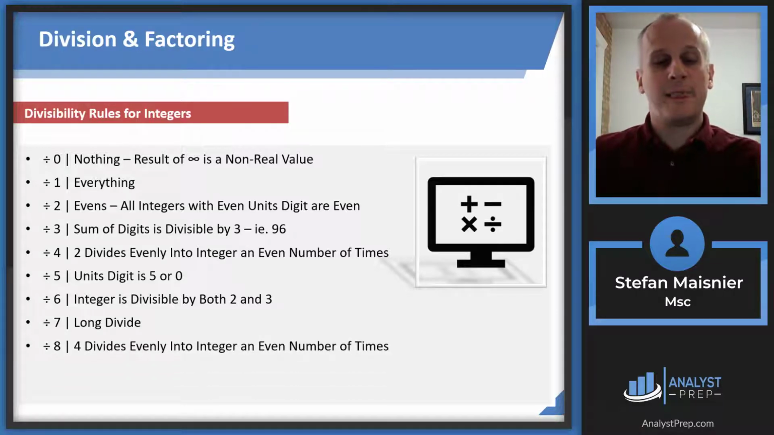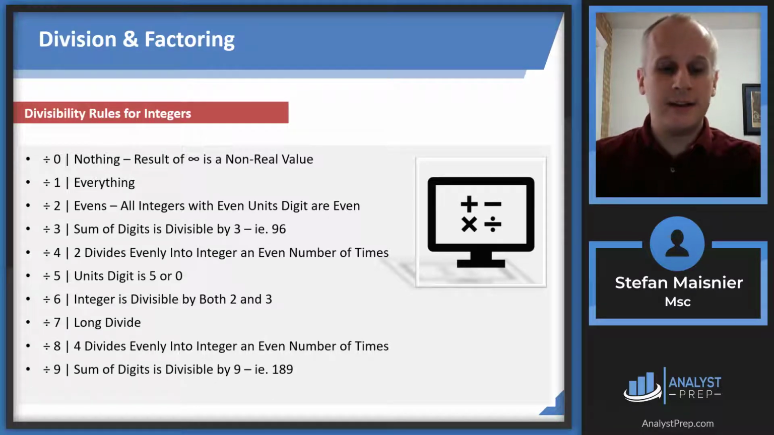And then, if you divide by 8, you'll know that an integer is divisible by 8 when 4 divides evenly into the integer that is the dividend, as it were, an even number of times. So, again, you'll probably be doing this in a list, and if 4 goes in an even number of times, you know 8 will go in exactly half of that, and you can have the number of times 4 went in. Then 9 has a similar rule to 3 in that the sum of the digits is divisible by 9.